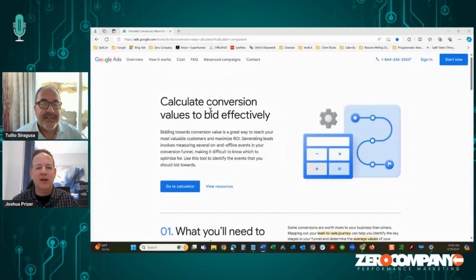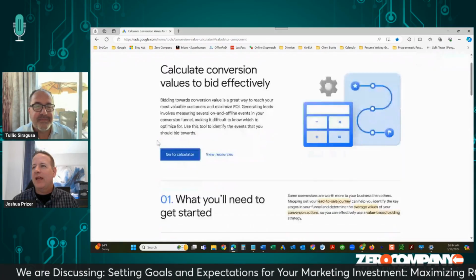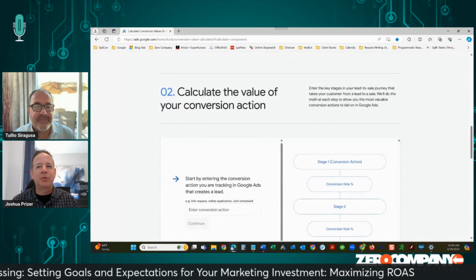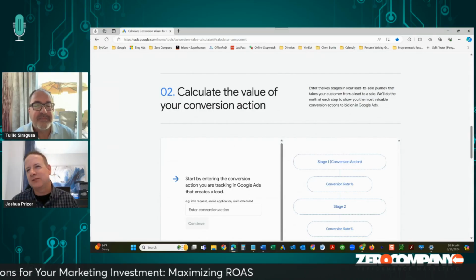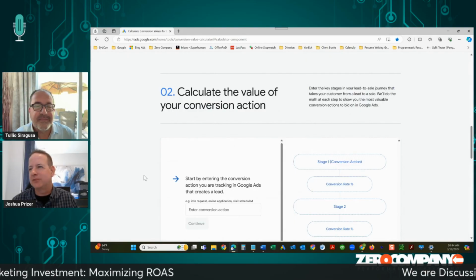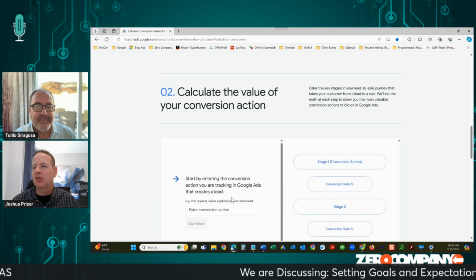If we can share that screen. There we go. Yeah. So if you want to find this on your own, just do a Google search for Google conversion value calculator, and you'll end up with this great tool here. And let's go through an example of a company that does window treatments, right? Blinds, shades, shutters, etc.